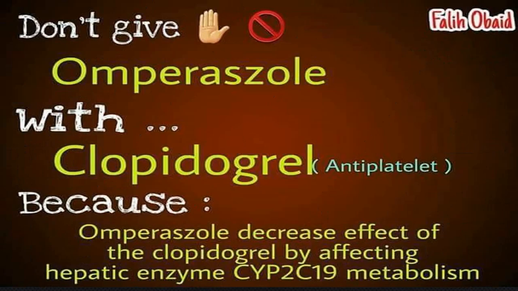The next combination is omeprazole with clopidogrel, which is an antiplatelet, and omeprazole is an anti-ulcer drug. When you give these drugs, it will cause inhibition of the hepatic enzymes of clopidogrel, and it will decrease the metabolism of clopidogrel, and it will remain in the body and cause harmful effects.